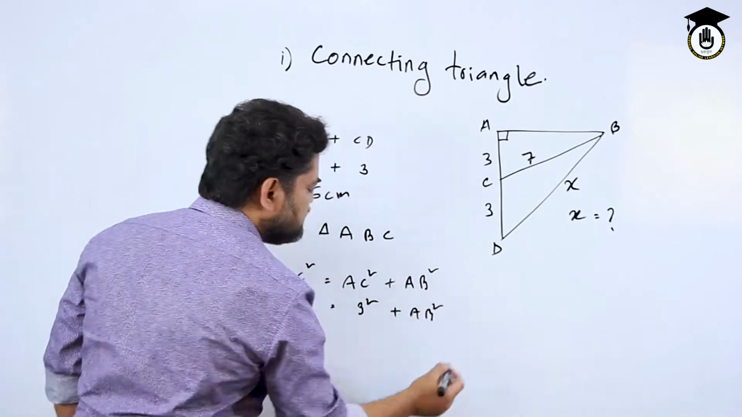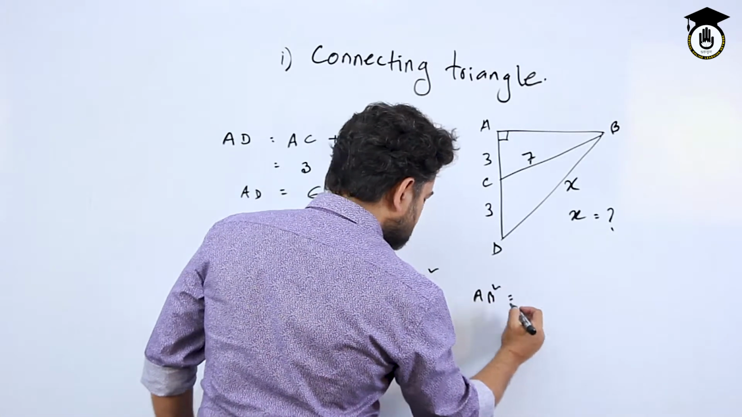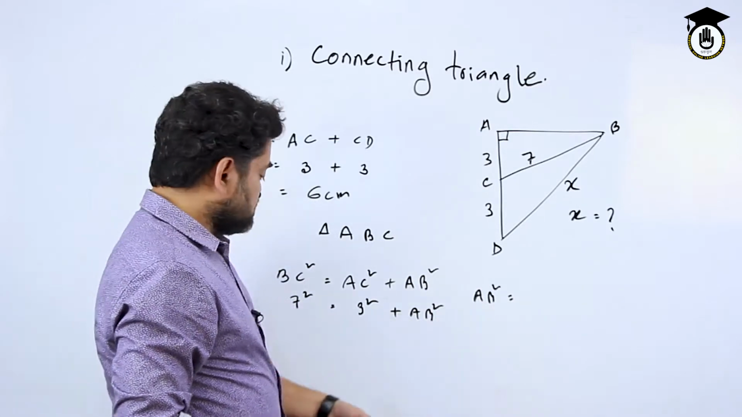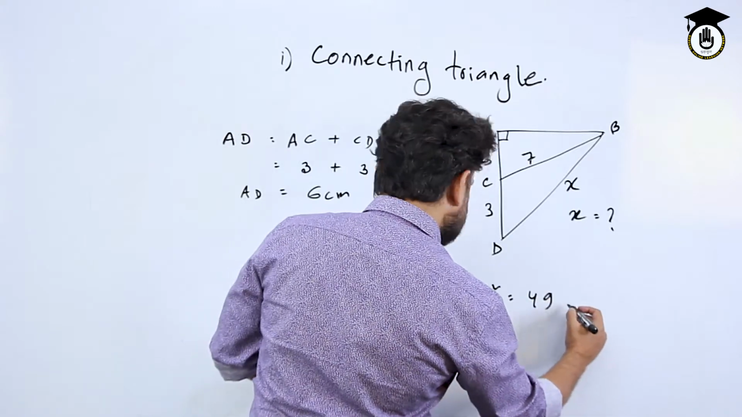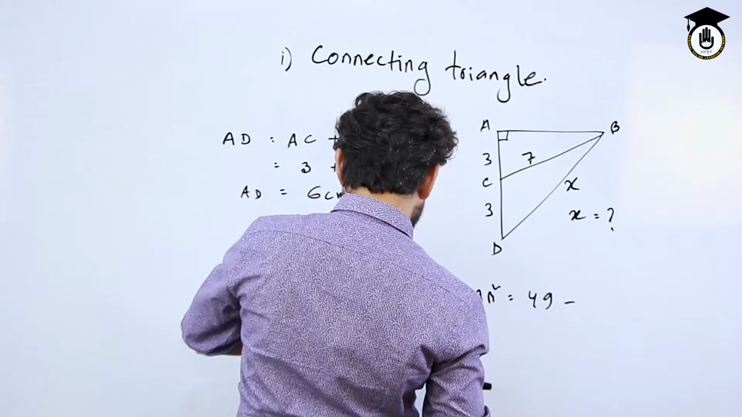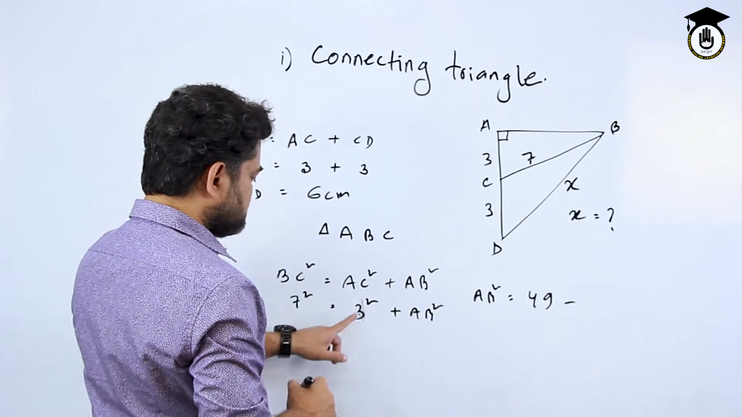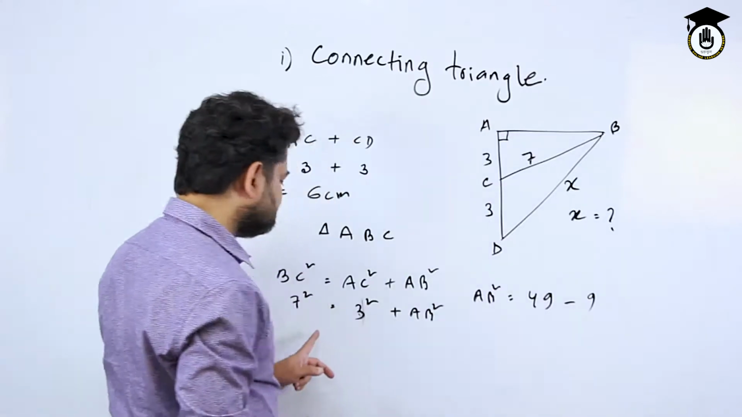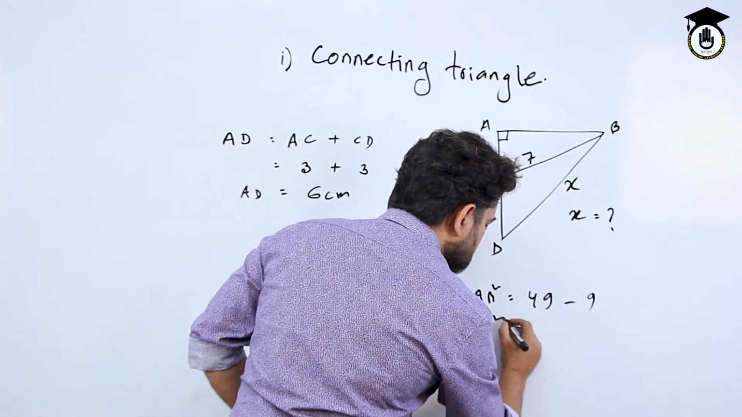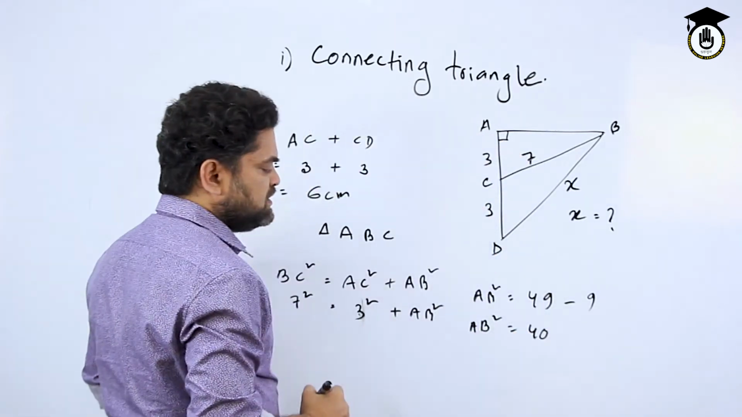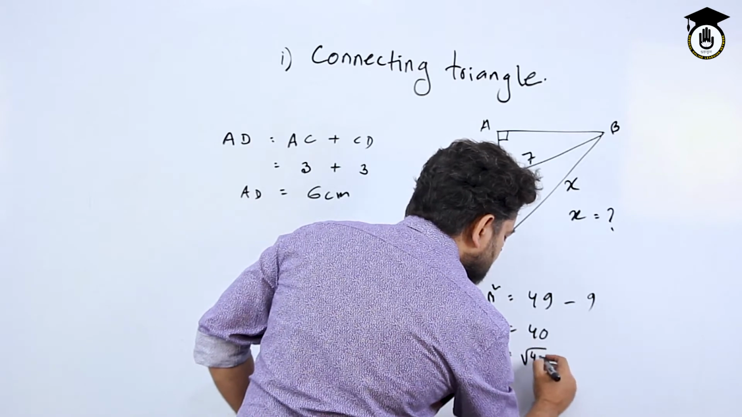I need to find AB. So AB squared is 7 squared, which is 49, minus AC squared, and AC is 3, so 3 squared is 9. So 49 minus 9 is 40. If I need to find AB, it comes to root 40.